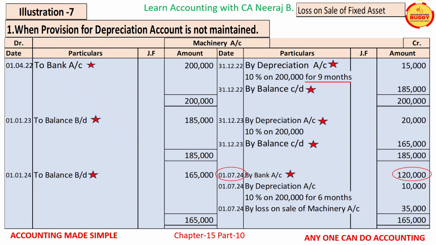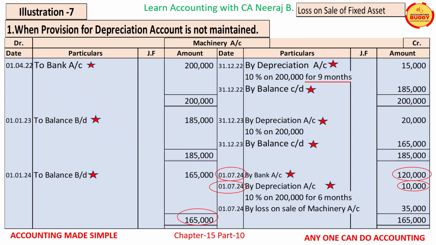On the same day on which the machinery is sold, that is 1st of July 2024, depreciation for the period of 6 months, that is from 1st of January 2024, the first day of the financial year 2024, till 1st of July 2024, the date of sale, is provided at the rate of 10% per annum and is posted on the credit side of the machinery account by writing the words by depreciation account for $10,000.